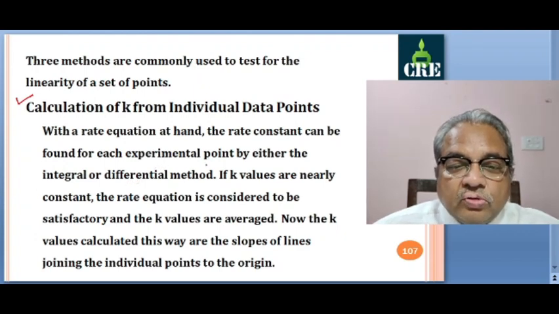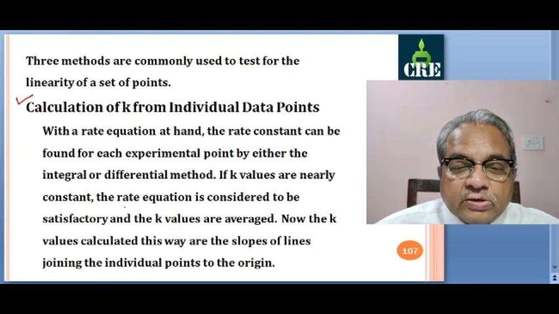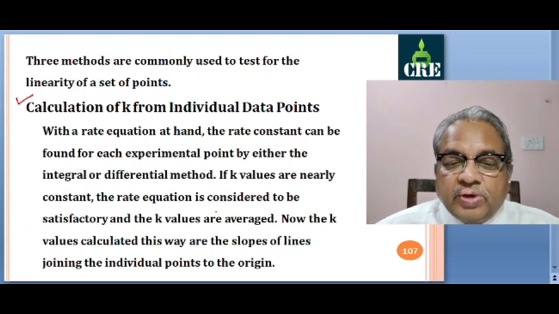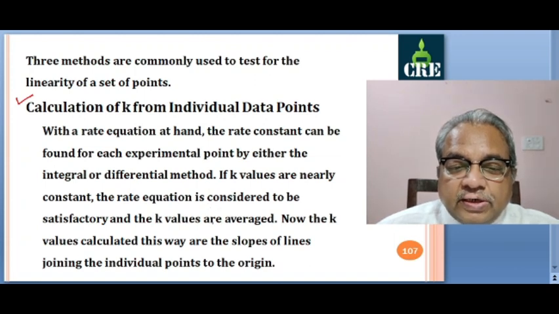If you find these values of the rate constant and the k values are nearly constant, the rate equation is considered to be satisfactory and the k values are averaged. So if you consider, let us say, the integrated form of simple first order, minus ln(1 minus XA) is equal to kt, we will plot minus ln(1 minus XA) on the y axis and t on the x axis, a line passing through the origin.